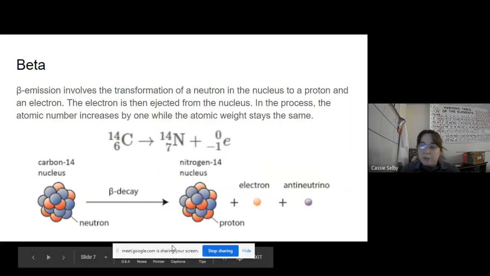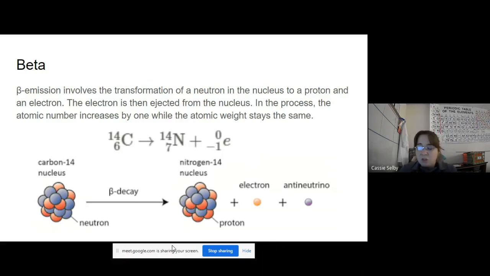Beta emission involves the transformation of a neutron. So you take a neutron and it changes into a proton and an electron. One neutron becomes a proton and an electron. The electron is then ejected from the nucleus, so it's shot out. In the process, the atomic number increases by 1 while the atomic weight stays the same.